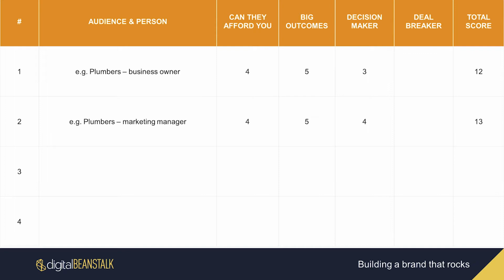Now, for everyone that's left, go and total up the score. You should have anywhere up to 15, obviously 15 being your ideal target audience. This is not clear cut and hard and fast. You might want to use your own judgment to see which one is ideal.